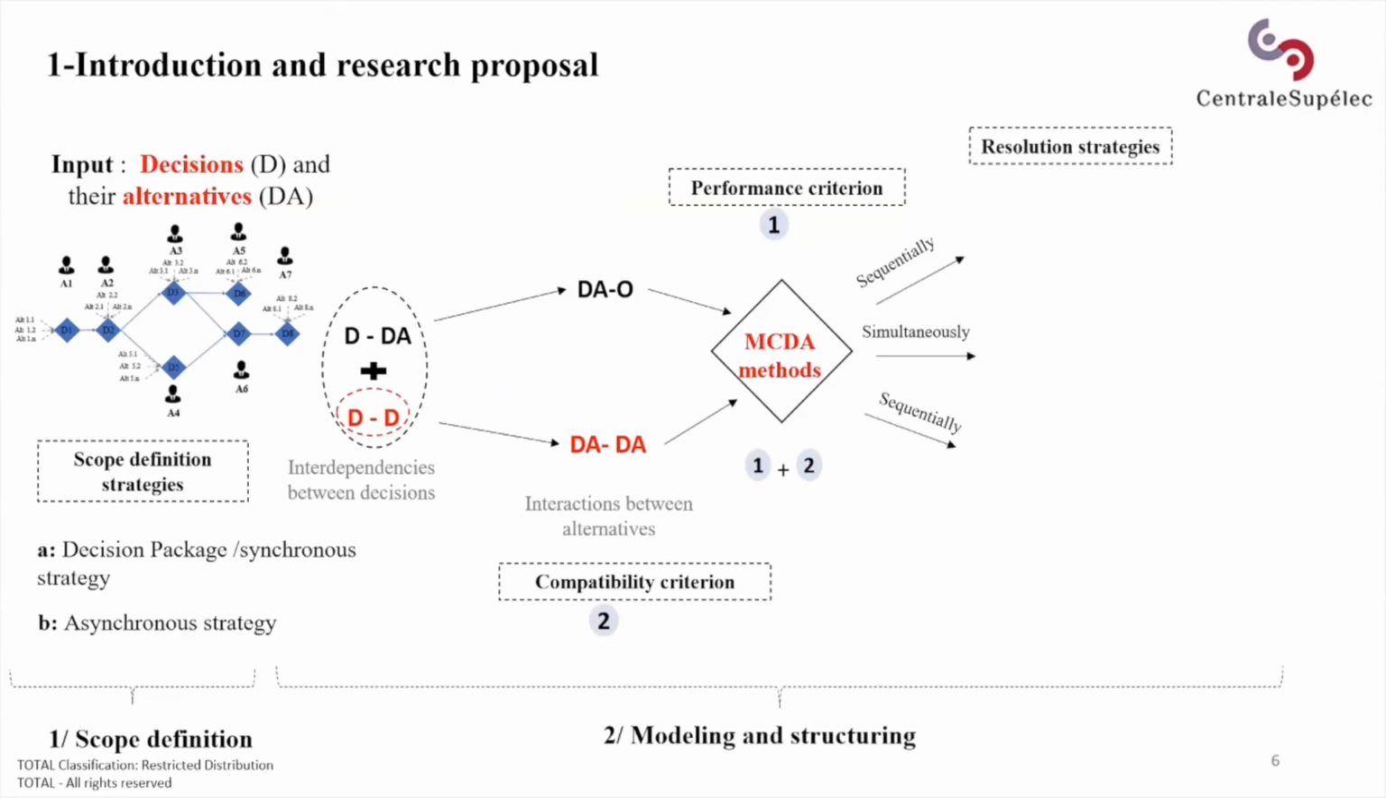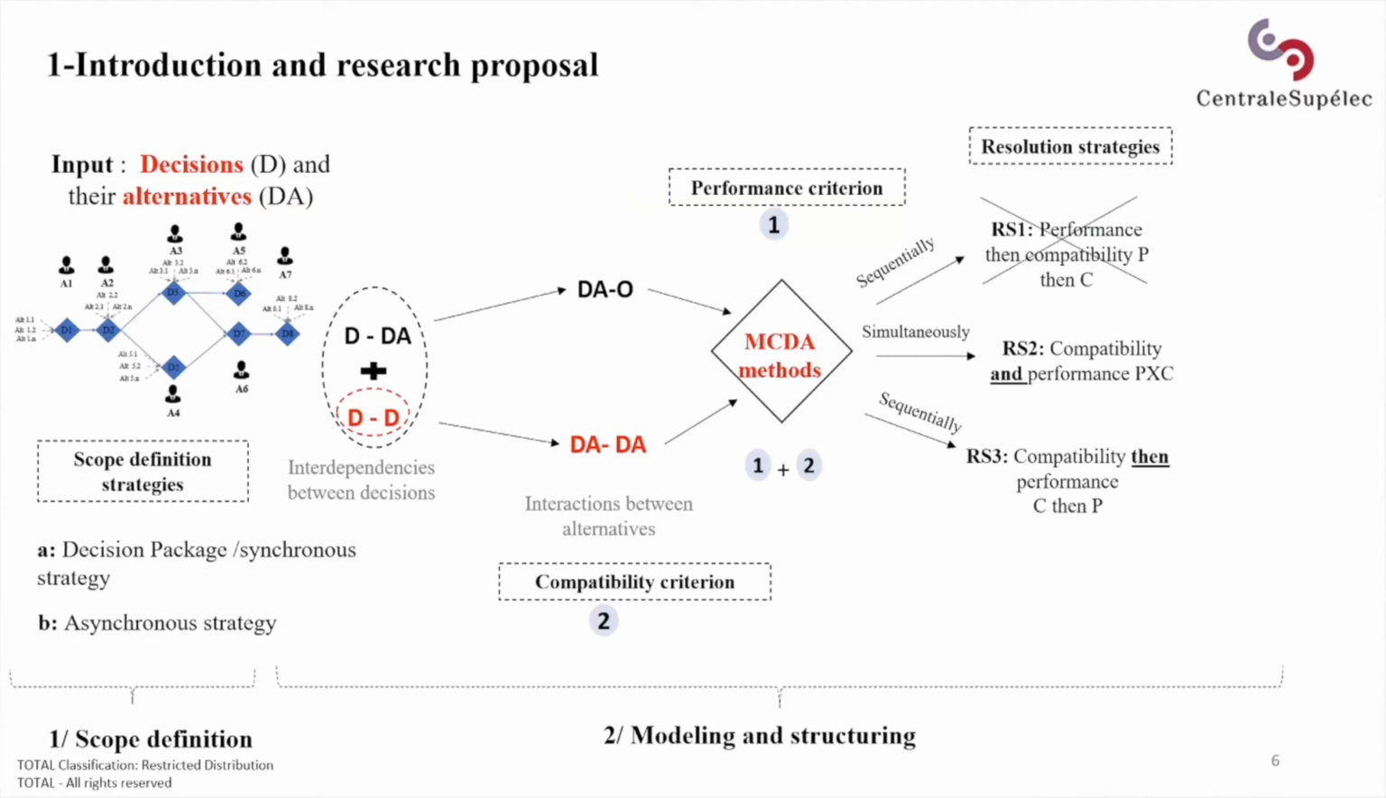Different resolution strategies are possible. The first strategy considers the performance, then the compatibility with 2 sequential filters. The second one simultaneously considers both parameters, while the third one sequentially considers the compatibility, then the performance. We eliminate the first strategy because it may generate deadlocks, and the 2 remaining strategies correspond to quite established methodologies, respectively the quality function deployment, the QFD, and the morphological approach.